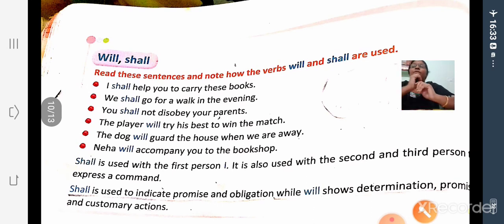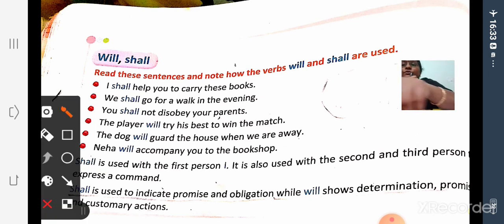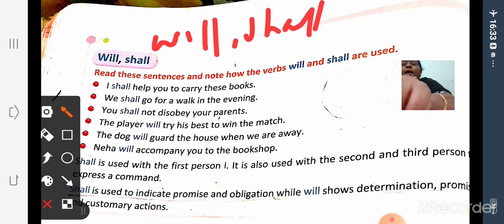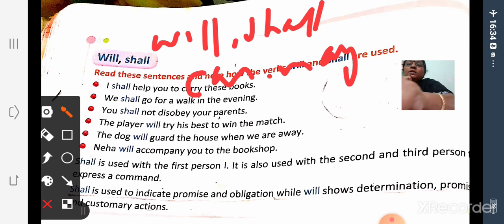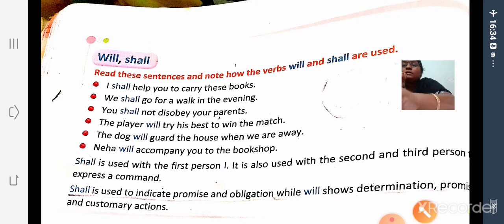Then use of will, shall. These are auxiliaries for the future tense, so we have to use future auxiliaries. Future auxiliaries are will, shall, can, may. Here you have only been given will and shall, so let us study will and shall. Read these sentences and note how the verbs will and shall are used.